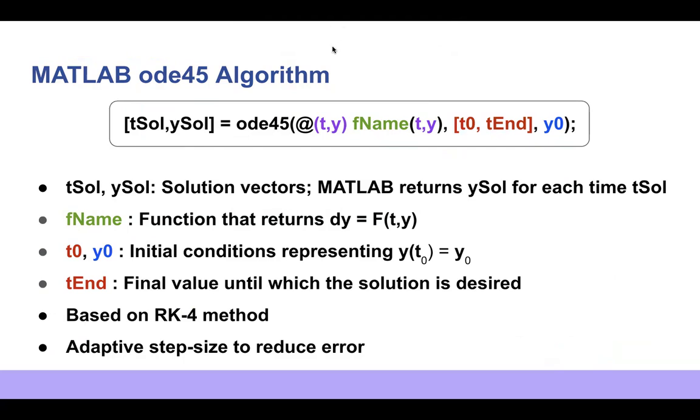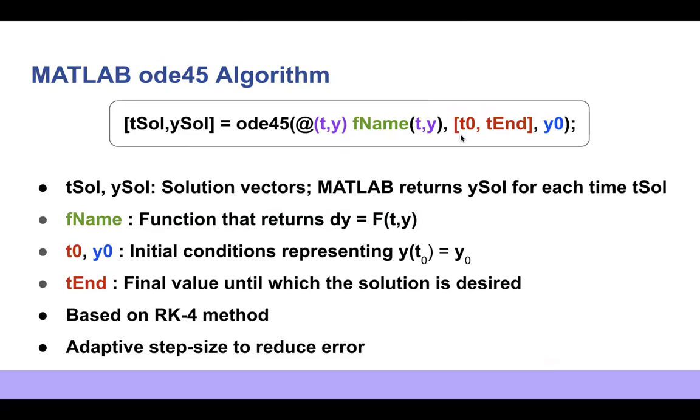So what is the general syntax of this ODE solver? First, you have to write the keyword, that is ode45, and then you open the round brackets, and then you give the function. What is this function doing? This function should return the right hand side of the equation, whatever the ODE equation is. That should be the output of this function.